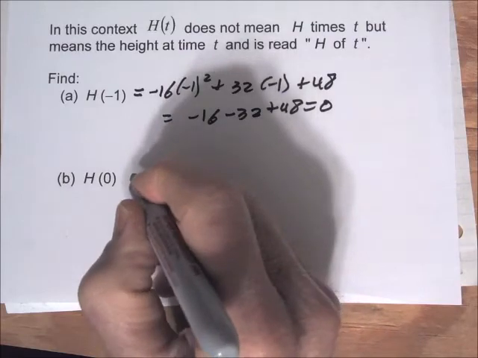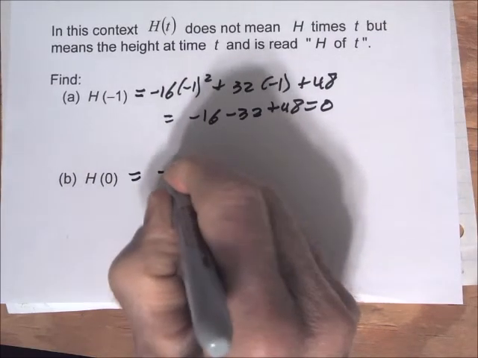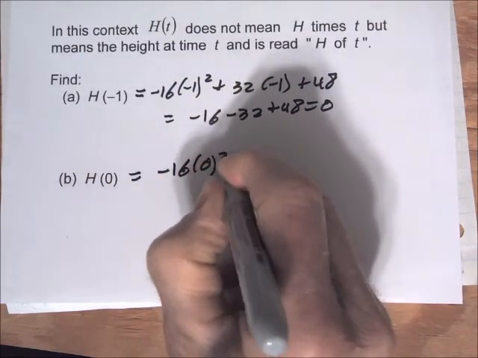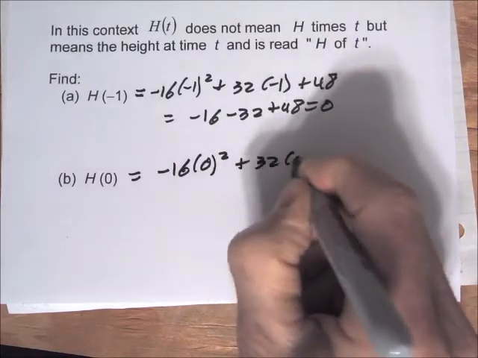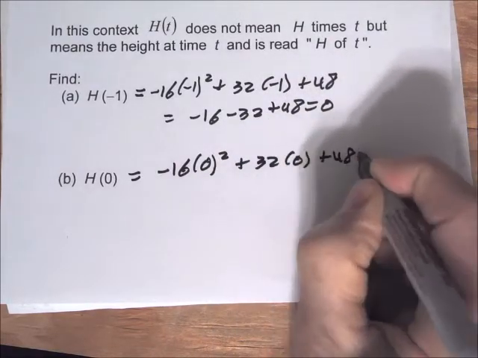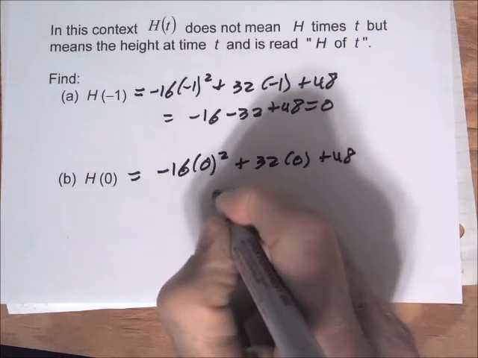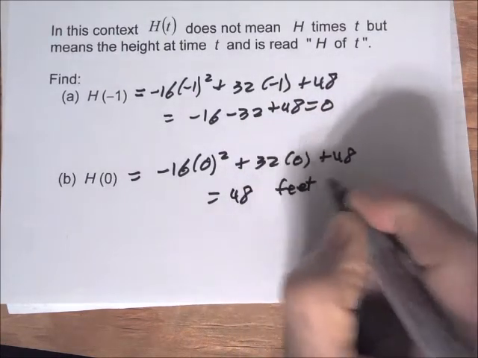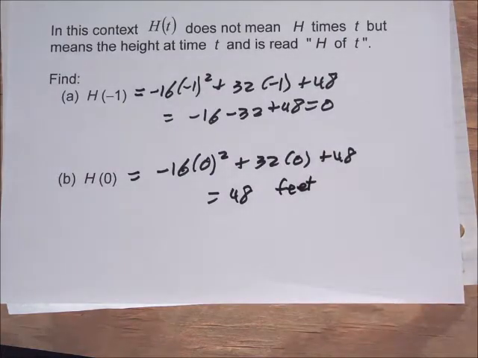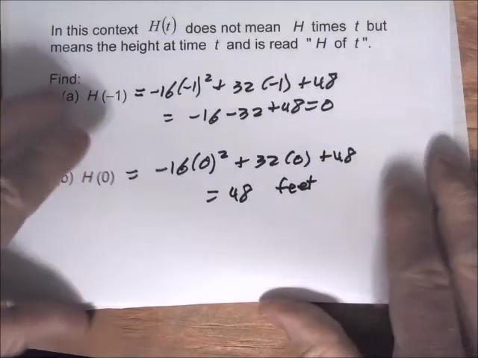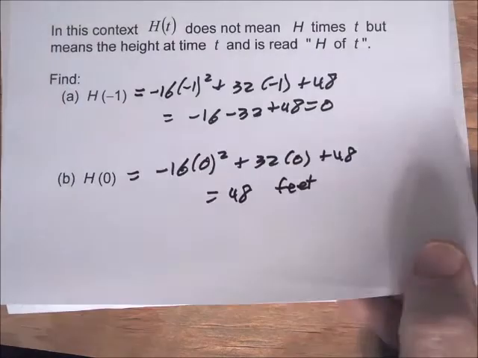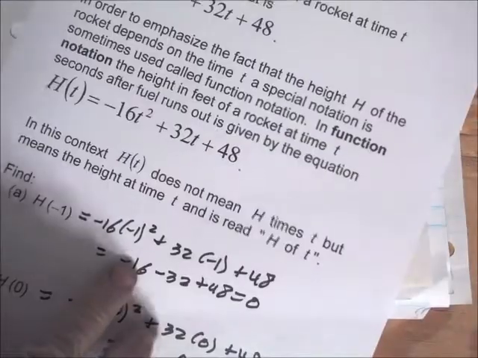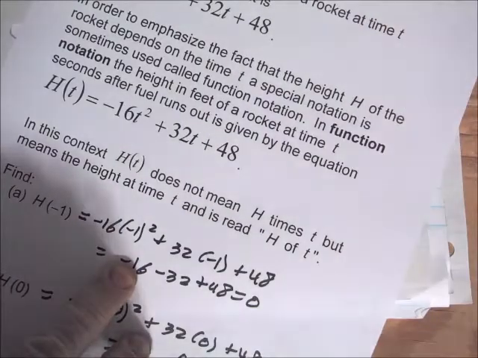Okay, so h of 0, replace t by 0: minus 16 times 0 squared plus 32 times 0 plus 48. 0 plus 0 plus 48 is going to be 48 feet. So at time 0, at the moment the fuel runs out, the rocket is 48 feet in the air.